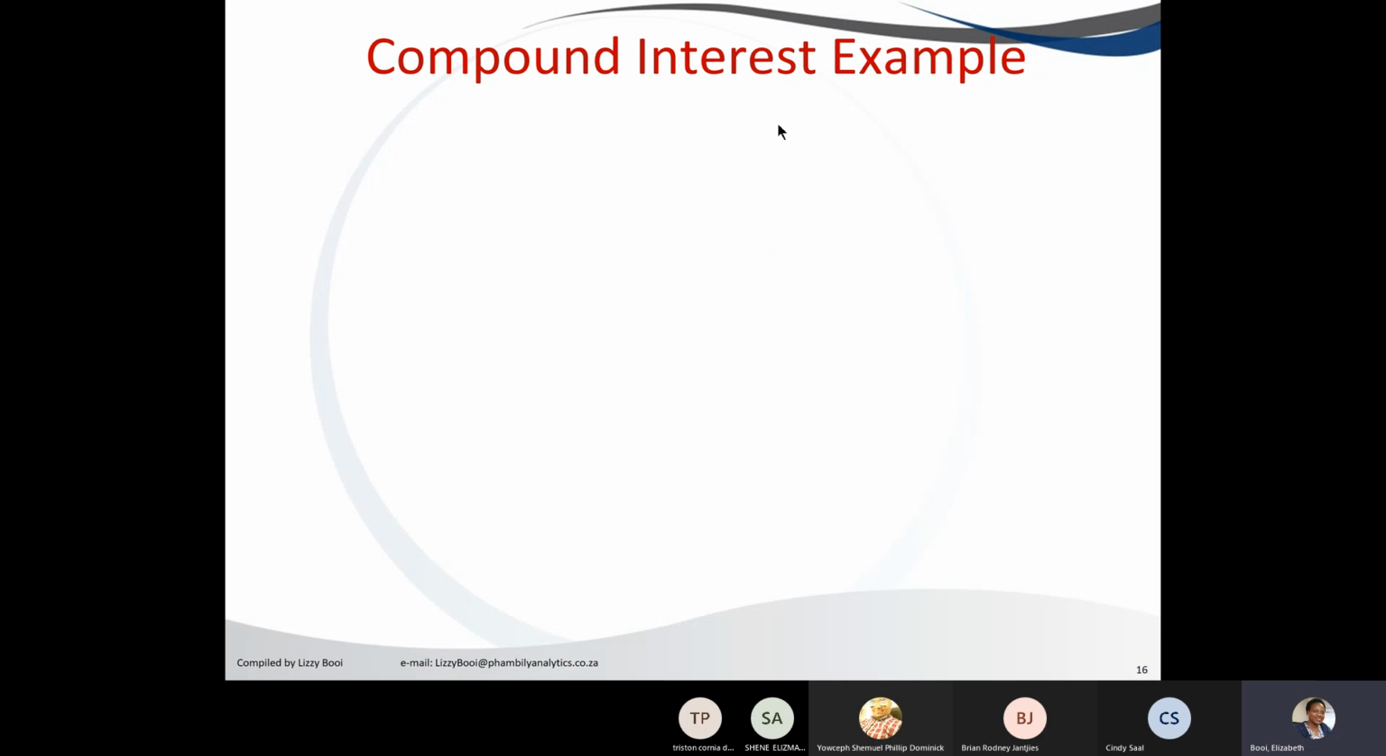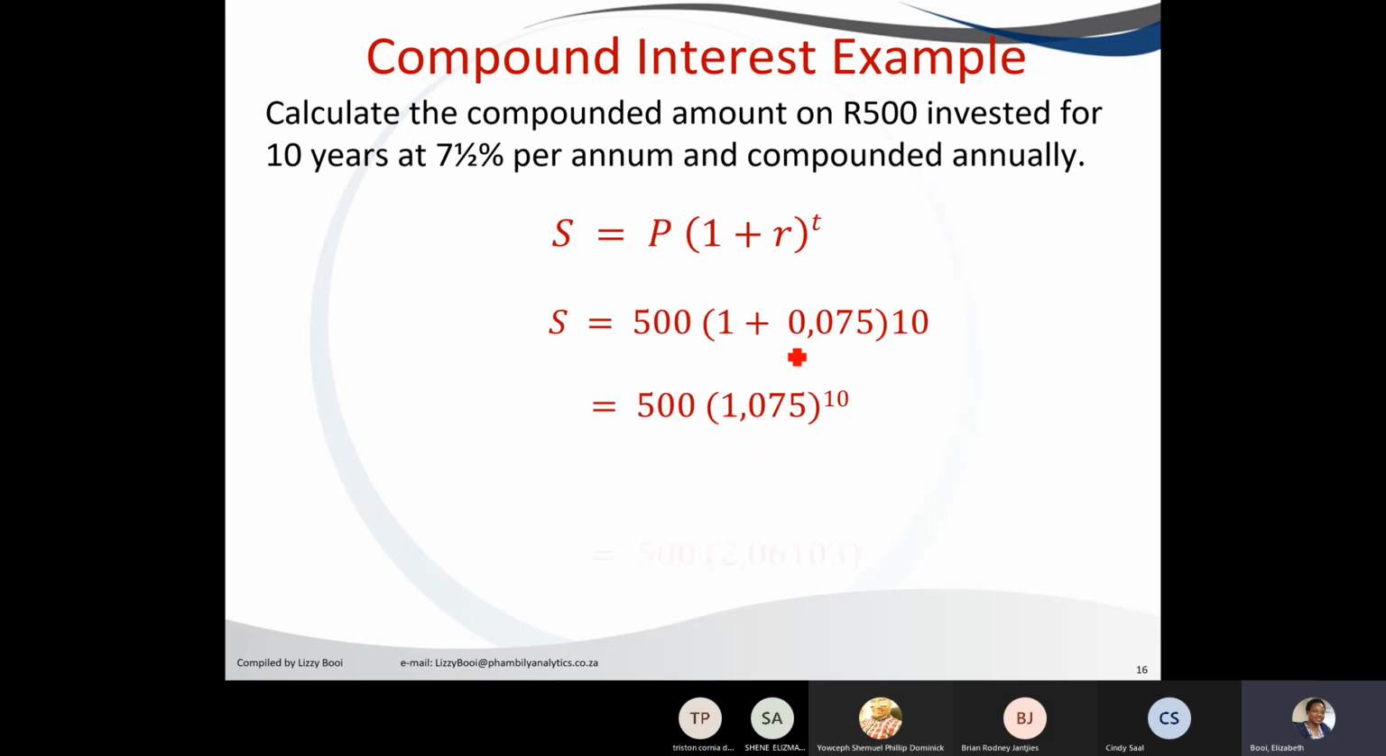Okay, and then we looked at the example. I'm just going to put it all up here. We looked at the example using the manual calculation. We said if we have 500 that we need to invest for 10 years, and we have to pay an interest of 7.5 per annum, and it is compounded annually. So our compounding period is annually, which means it equals 1. And this is the formula to calculate the future value, because we want to calculate the compounded amount, which is the accumulated amount, which is the future value amount.